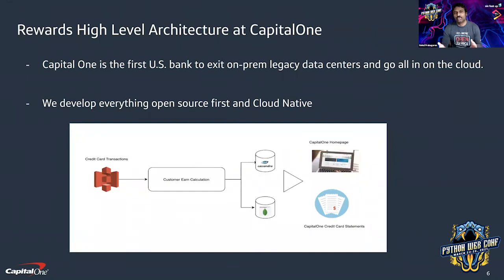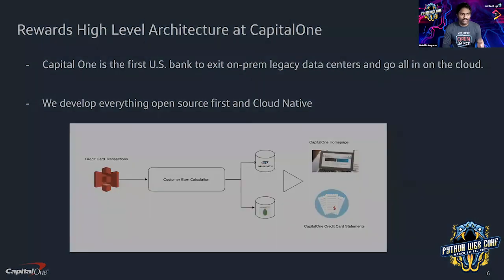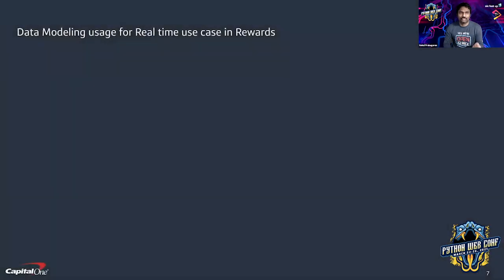So those 2 are enough when a customer is trying to view their rewards online, or when a customer is getting their rewards in the statements, right? Those 2 are the use cases, and we will see in more detail how we have utilized Cassandra data modeling for those 2 specific use cases. And this is a high-level architecture of how we have dealt with it. We'll go into detail on those use cases.